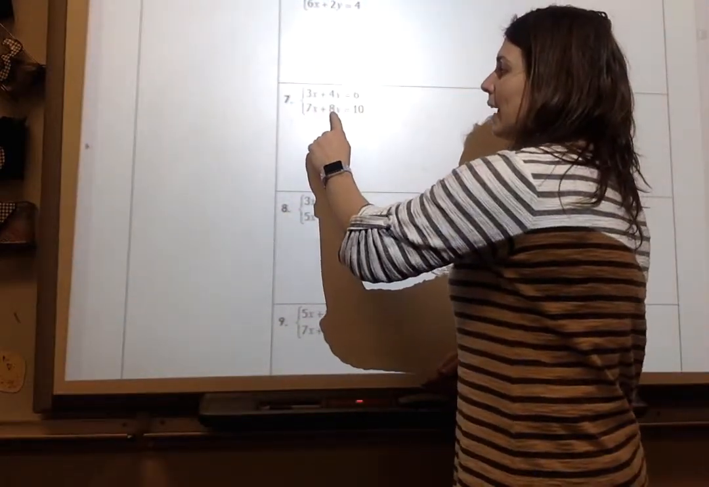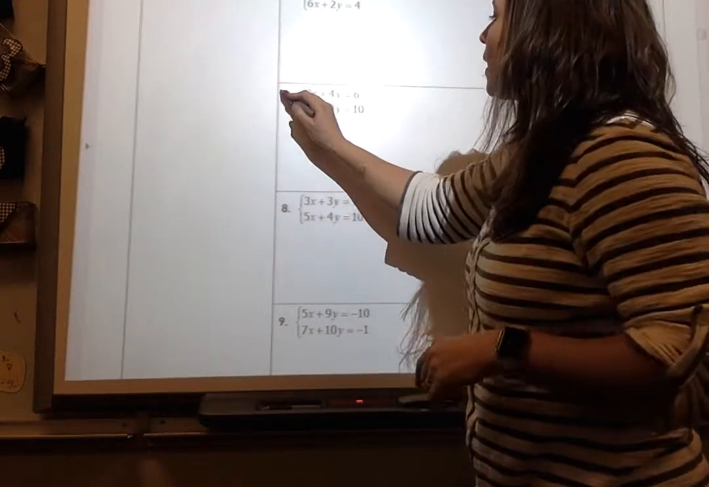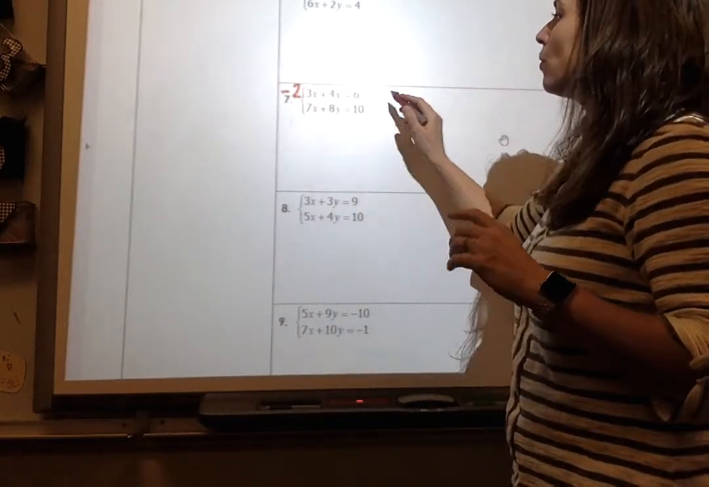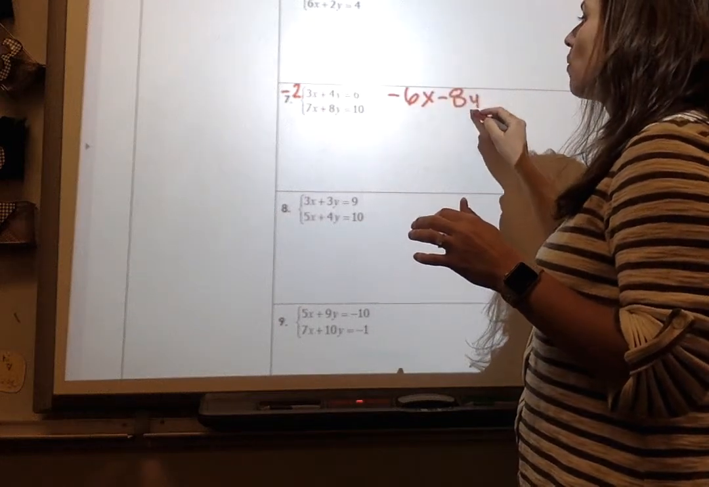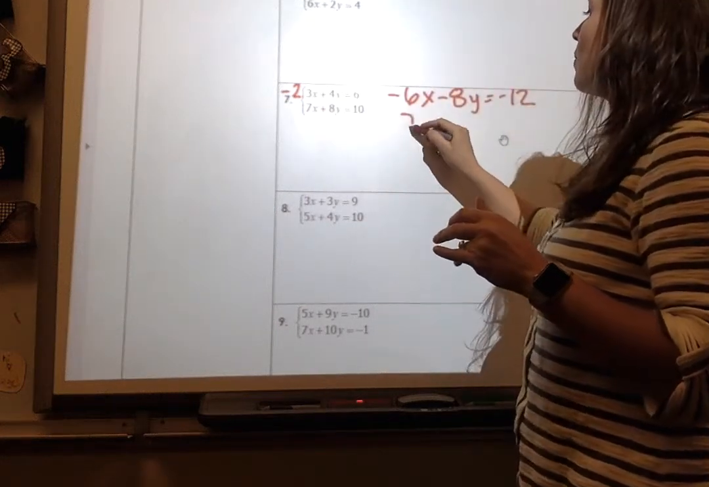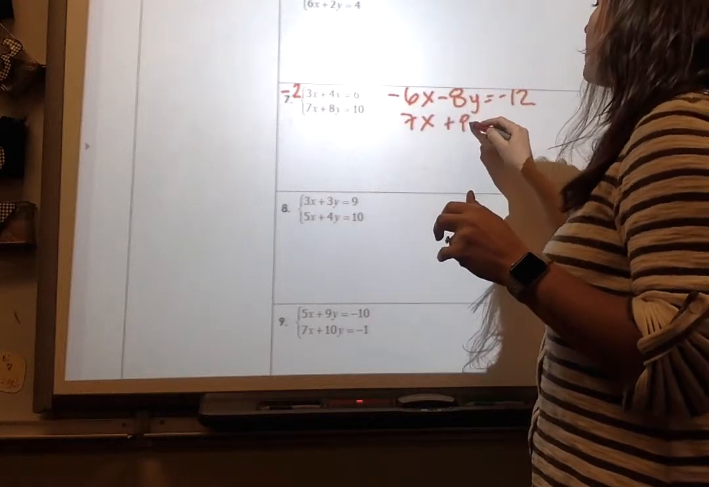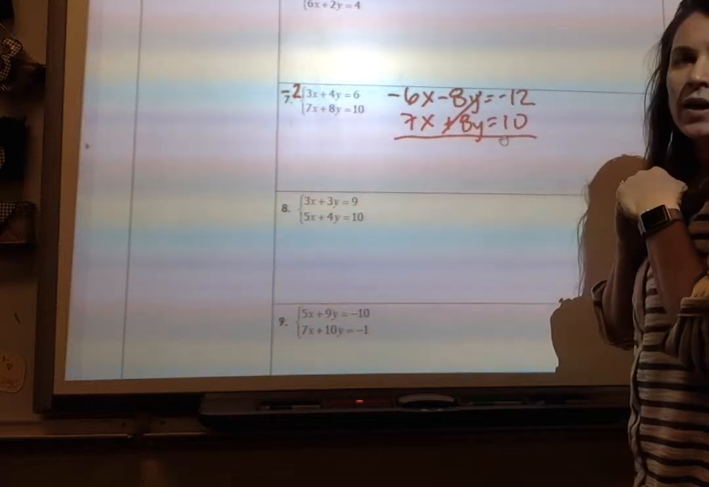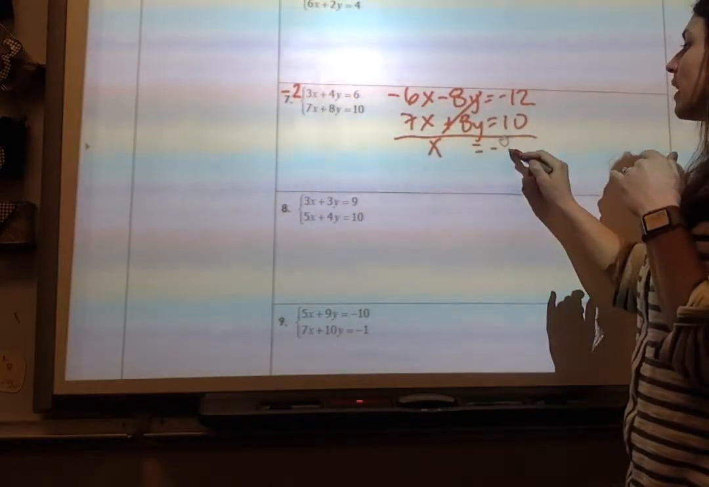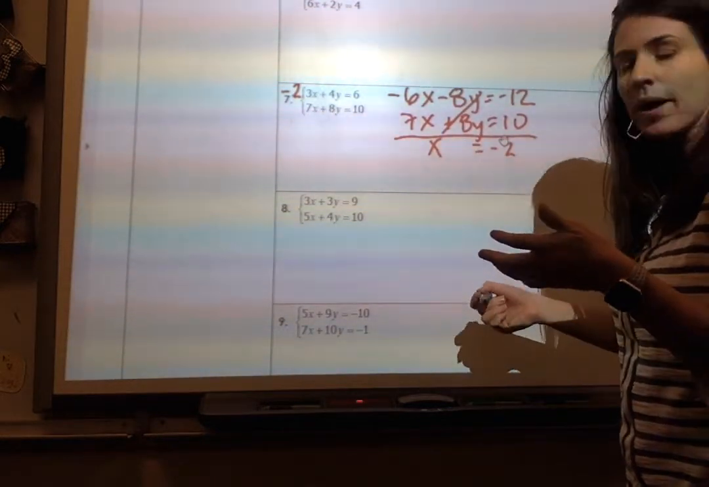I know that this is 8y, so I can multiply this top one by -2. And when I do that, watch what happens. -6x minus 8y equals -12. And my bottom one remains 7x plus 8y equals 10. And now my y's cancel out. And I have x equals -2. And then I go back and solve for y.